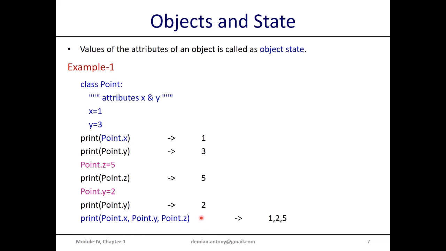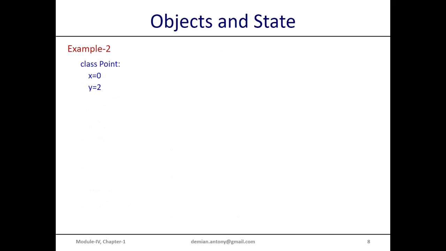The values are right now 1, 2 and 5 because 3 is being changed to 2. Ultimately this is a state of the object at this point during execution, that is 1, 2. We'll take up the second example.